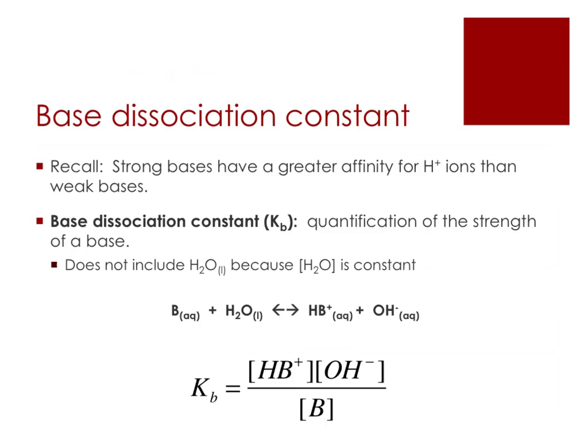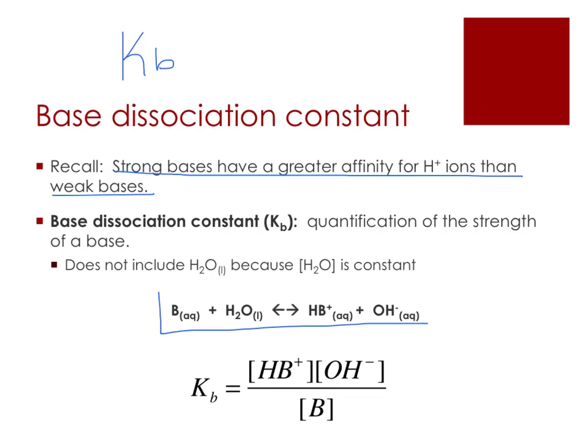Turning now to the base dissociation constant, or Kb, recall that strong bases have a greater affinity for H+ ions than weak bases. We can represent this affinity through the equilibrium expression down here, where the strength of the base is dependent on the base's ability to grab an H+ from water to produce HB+ and OH-. Again, we can write an equilibrium expression for this equilibrium system.